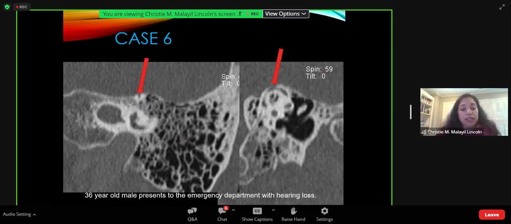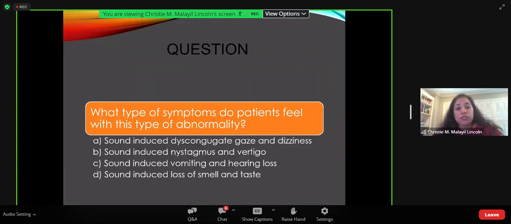So this is the superior semicircular canal. You can see that there is no bony covering over the superior semicircular canal. And so this is a specific diagnosis. And the next question is, what types of symptoms do patients feel when they have this type of abnormality? So if you know the diagnosis, you'll know the answer.